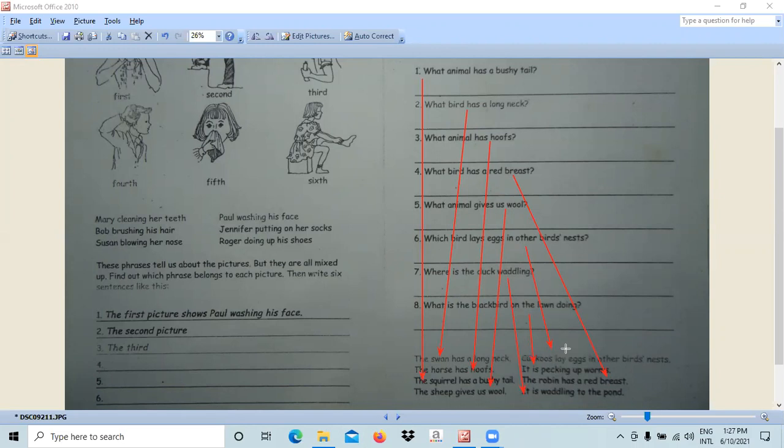We must know the pattern of the question and we have to write the answer according to the question.